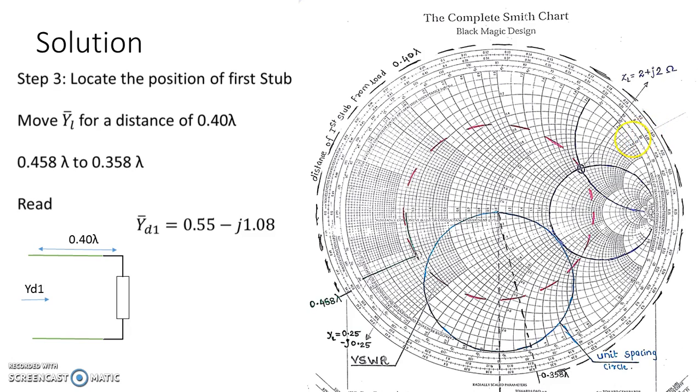When I have come to this point, 0.25 distance has already been traversed. Now you have to travel more to achieve 0.40, isn't it? 0.25 is achieved when you have reached here. Now the rest you will walk and you will come to a point over here. That will give me the value of 0.358 lambda. So the distance from 0.458 lambda to 0.358 lambda is 0.4 lambda.